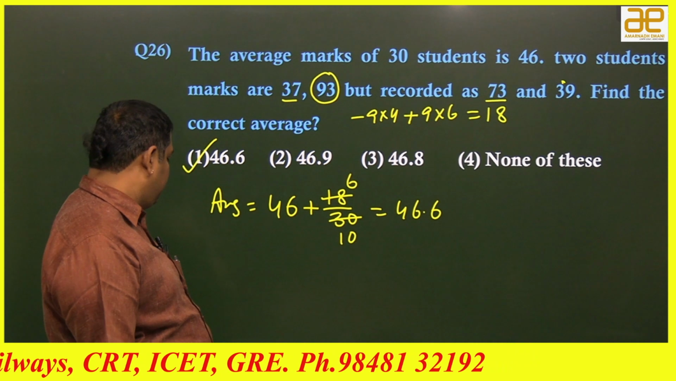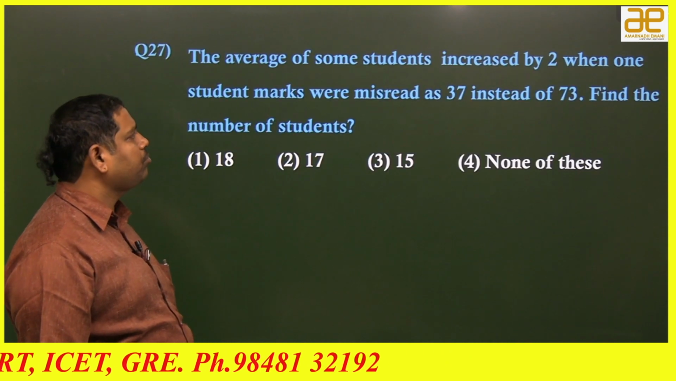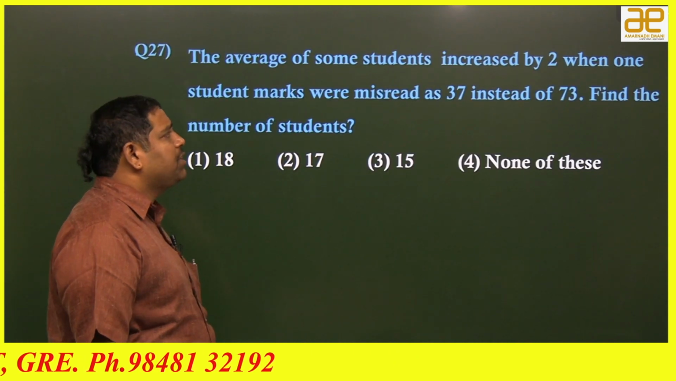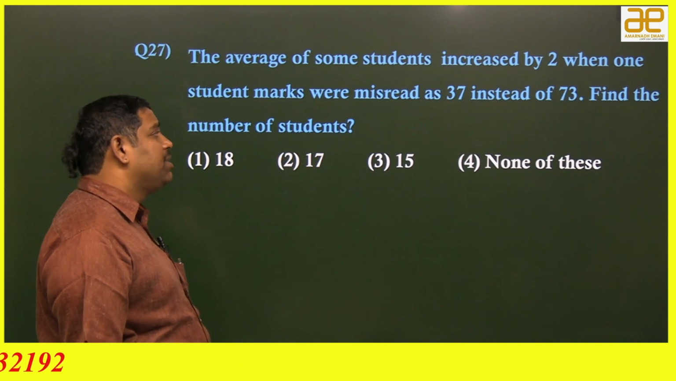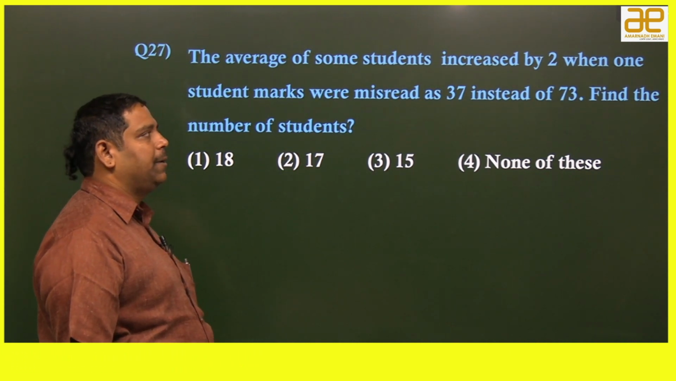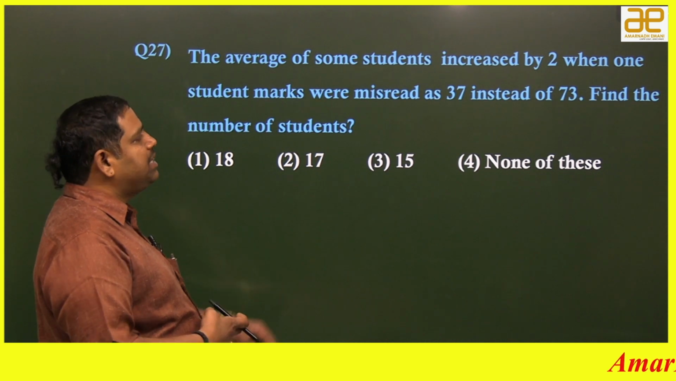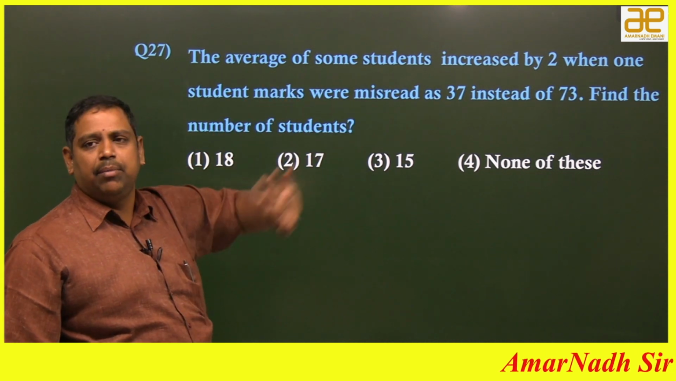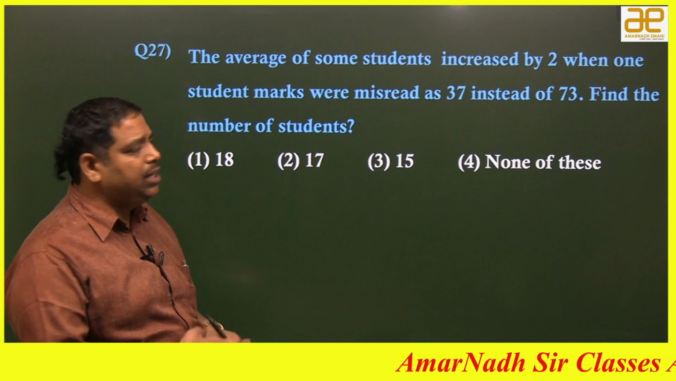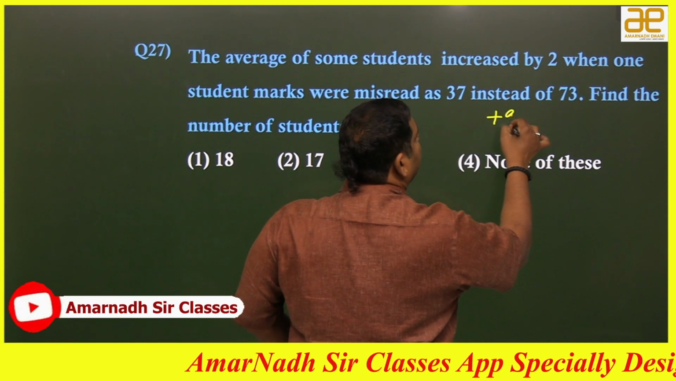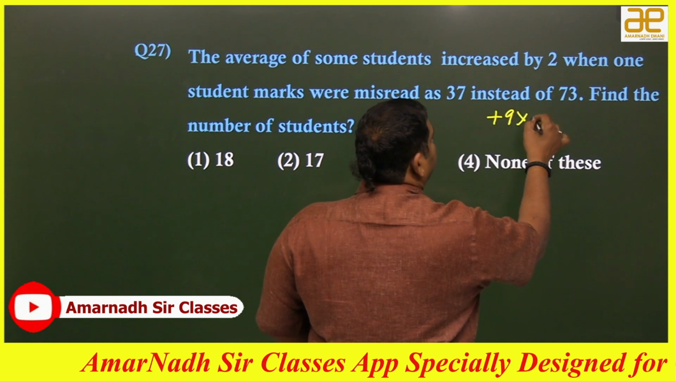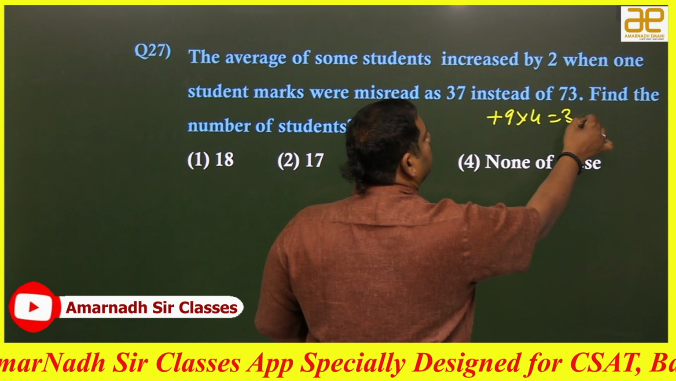Right, so the next beautiful one. The average of some students increased by 2 when one student's marks were misread as 37 instead of 73. Misread as 37 instead of 73 means the correct marks are 73 and the wrong ones are 37, so now I have to add. How much do I have to add? 9 into the difference, which is 4, so 36 I have to add.